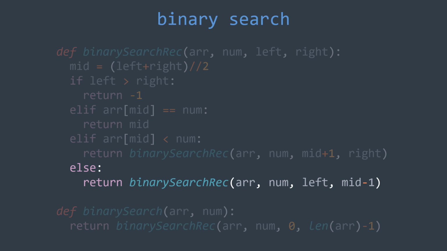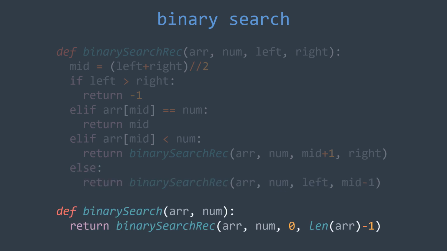Note that we may also need the small function that just calls the recursive function the first time, and we said that left and right are initially the first and last index of r, so left and right values are initially 0 and length of r minus 1 respectively.